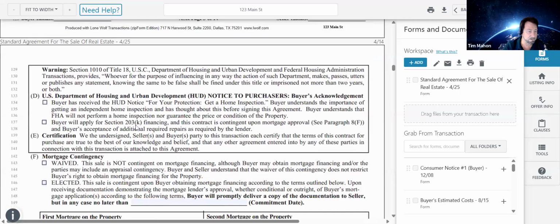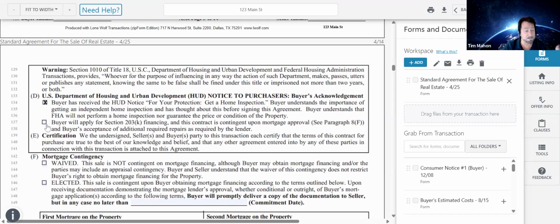It's continued down here. You have to check this box that the buyer has received a HUD notice for your protection, get a home inspection. That's required on all FHA, VA, or government contracts. It's not required on conventional, but I use it on conventional as well. Buyer understands the importance of getting an independent home inspection and has thought about this before signing the agreement. Buyer understands that FHA will not perform a home inspection nor guarantee the price or condition of the property.